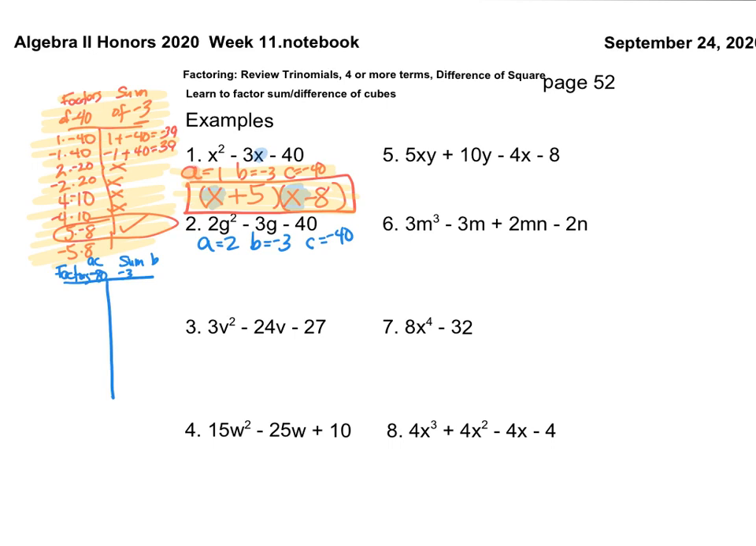What are those factors? 1 times negative 80, negative 1 times positive 80. 2 times negative 40, negative 2 times positive 40. 3 doesn't go into 80. 4 times negative 20, negative 4 times positive 20. 5 goes into 80 16 times. 5 times negative 16, negative 5 times positive 16.